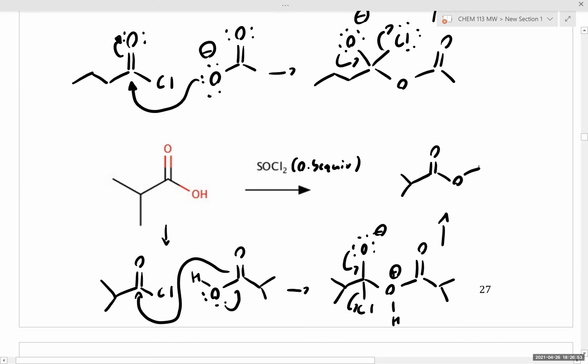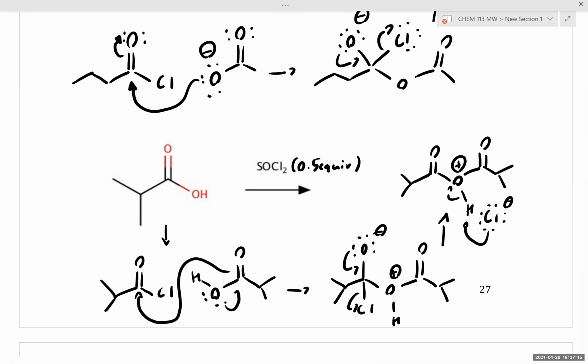The thionyl chloride method is only useful for preparing symmetrical anhydrides if you use substoichiometric amounts of thionyl chloride. Does this mechanism make sense to everyone? And does this synthetic process make sense?